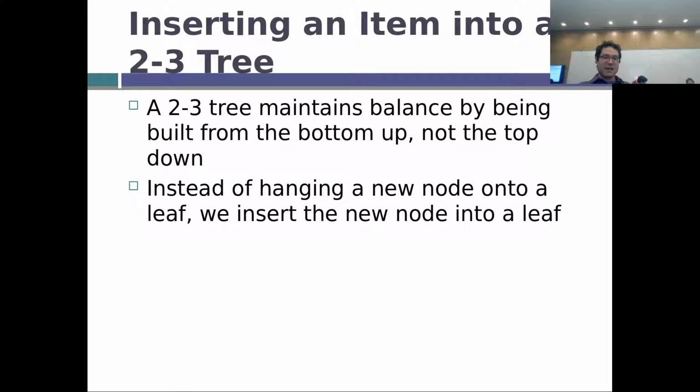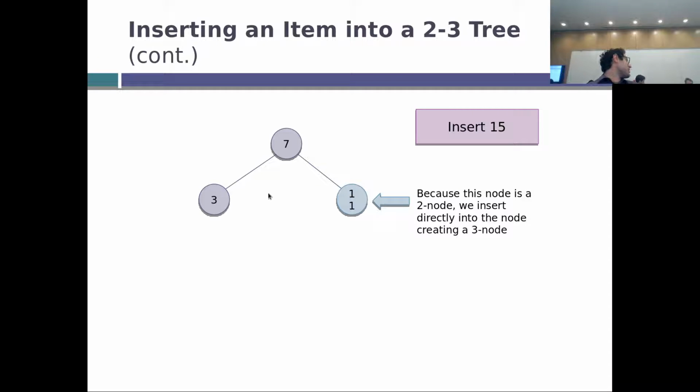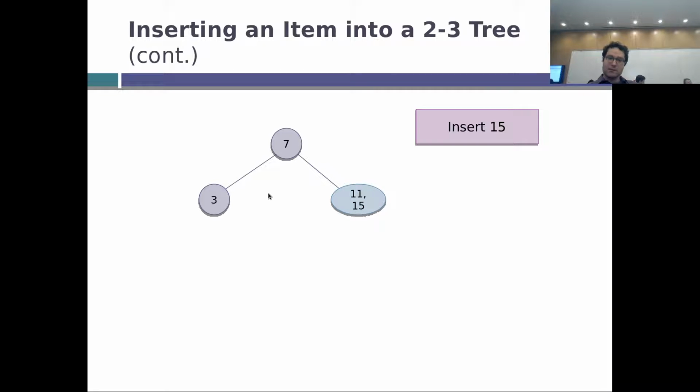So instead of hanging a new node onto the leaf, we insert a new node into a leaf. What does that mean? Well, when we insert 15, we insert it normally, and then because this node is a 2 node, we just jam it in there to make it a 3 node. Rather than adding it on to the end, we just jam it in there.